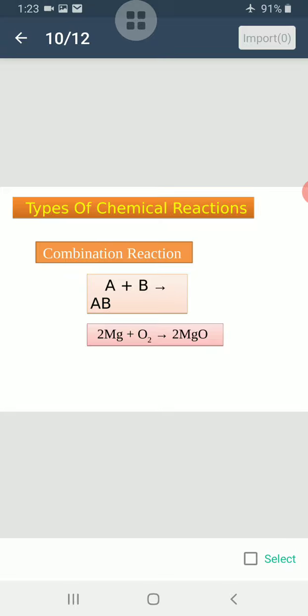And number one is the combination reaction. When a compound is formed from its elements or from simpler substances, the reaction is called a combination reaction. Like here I take the example of magnesium. Magnesium reacts with oxygen on heating and it gives us magnesium oxide. Here I take two molecules of magnesium and one molecule of oxygen that give us two molecules of magnesium oxide.